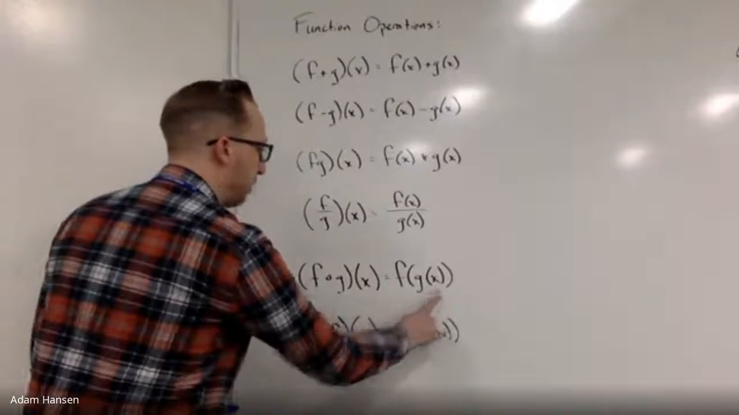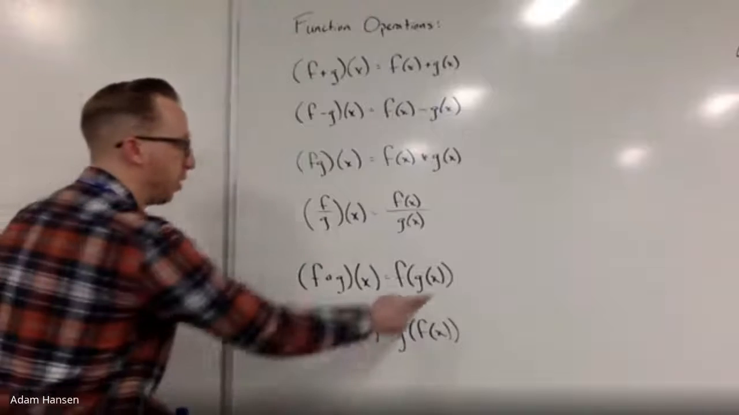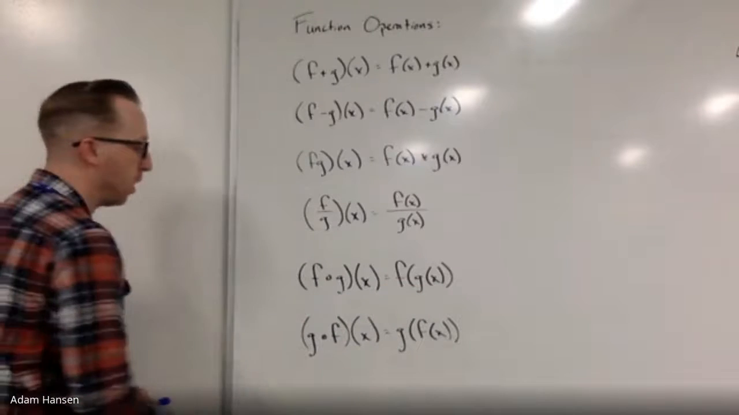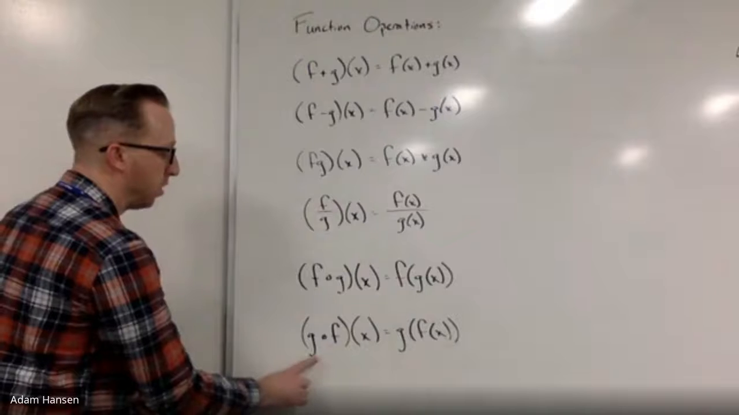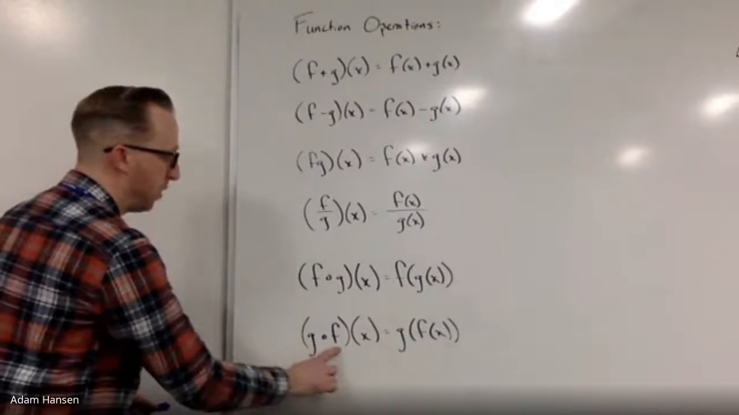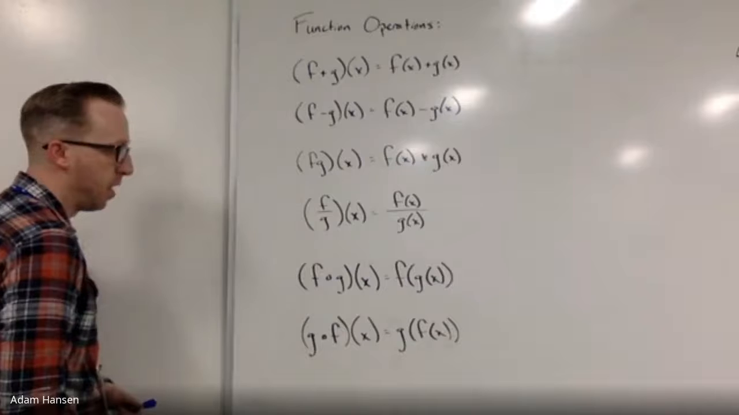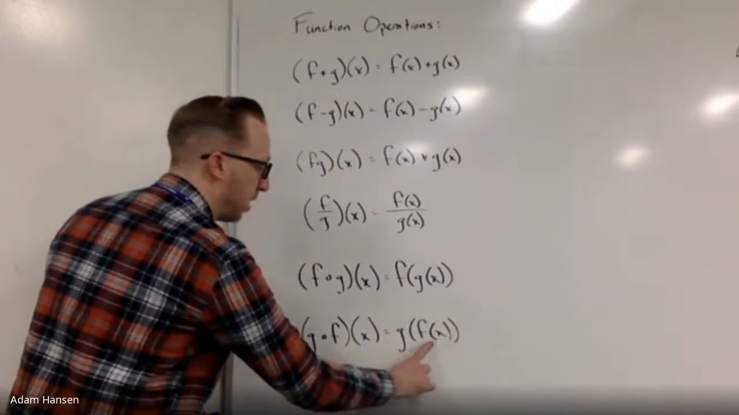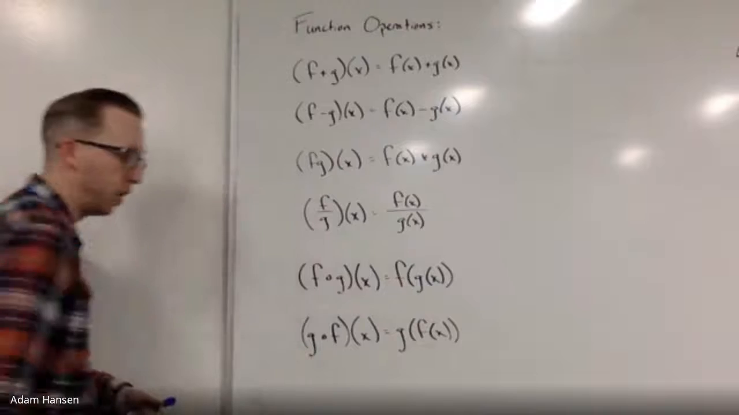f of x is composed of g of x. I take function g and substitute it into f. We'll work through that in a minute. I could also reverse the process. (g ∘ f)(x), g composed of f of x, is how I read that out loud. That's just reverse. Take g(f(x)). Take f(x), substitute it into function g.